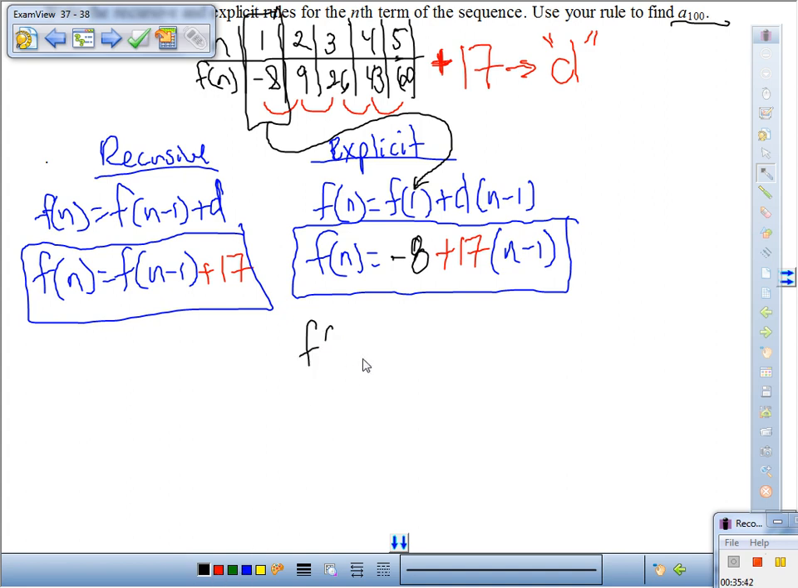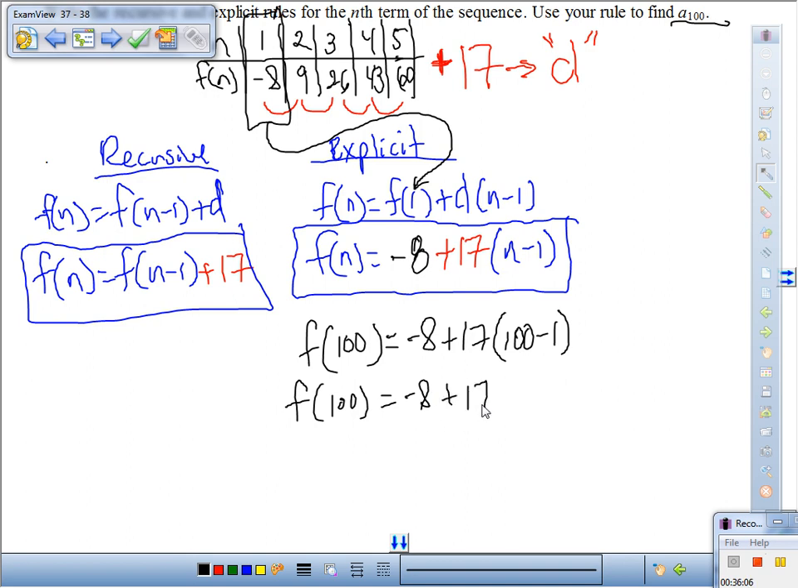So what do I write? I write f of, instead of n, what do they want me to find? 100 equals negative 8 plus 17 times what? 100 minus 1. F of 100 equals negative 8 plus 17 times 99. F of 100 equals negative 8 plus, I'll wait for you to do that computation.